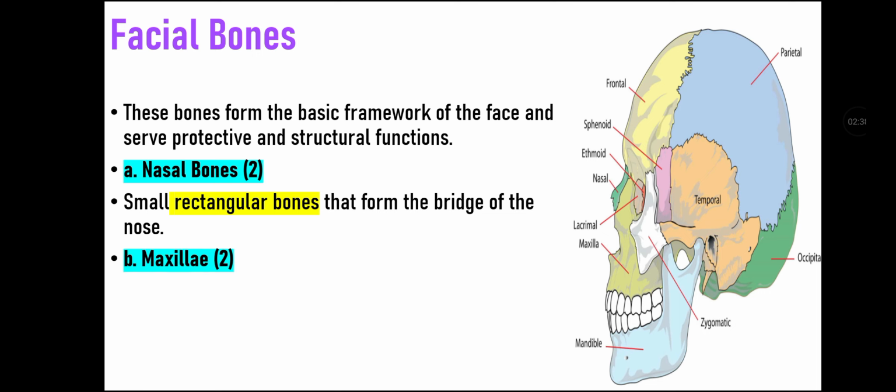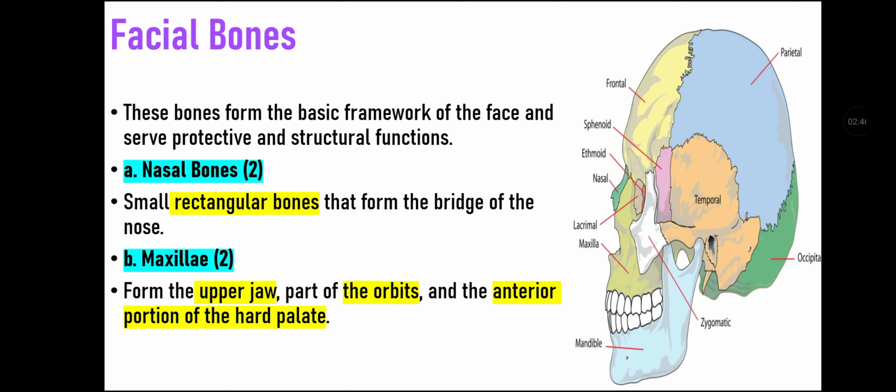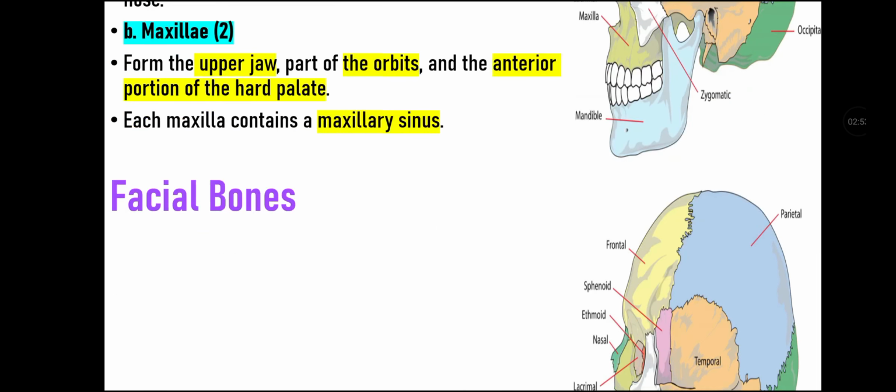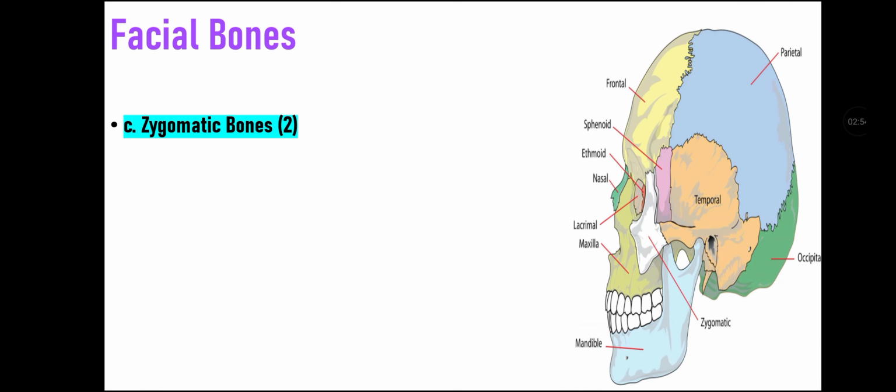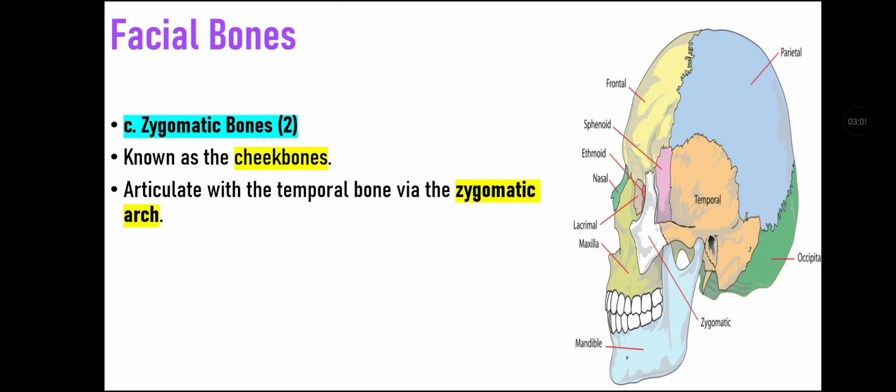The next facial bone we have is the maxilla, that is also a paired bone, and in the diagram you can see the light green color bone is the maxilla. They form the upper jaw, parts of the orbit, and the anterior portion of the hard palate. Each maxilla contains a maxillary sinus. The next facial bone we have is the zygomatic bone, that is also a paired bone. In the diagram you can see the white color bone is the zygomatic bone. It is also known as the cheekbone, and it articulates with the temporal bone through the zygomatic arch.